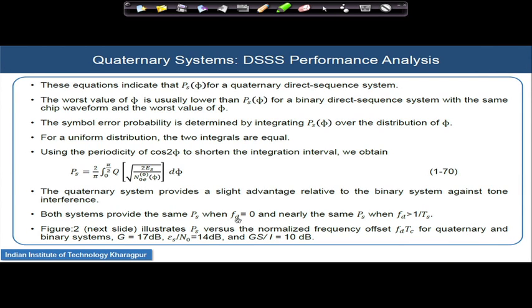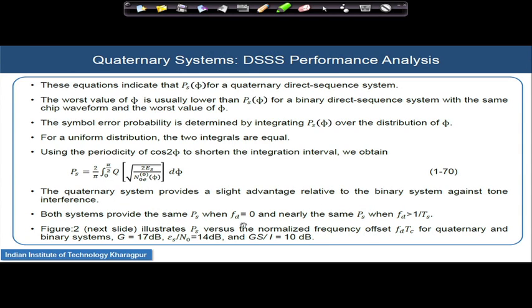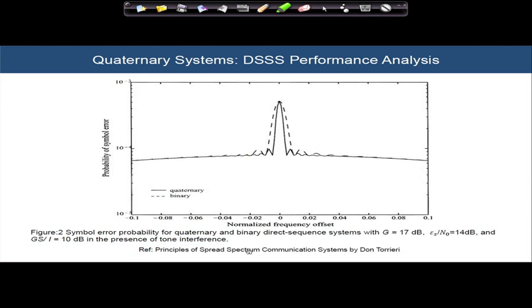When your f_D is 0, that means the tone interference is given exactly on the carrier frequency of our interest, and the performance will be nearly the same. If the tone interference is exactly on the carrier frequency, then the binary system and the quaternary system will provide almost the same kind of performance. And in the next case, we have given the symbol error probability versus the normalized frequency offset for both the quaternary and the binary system.